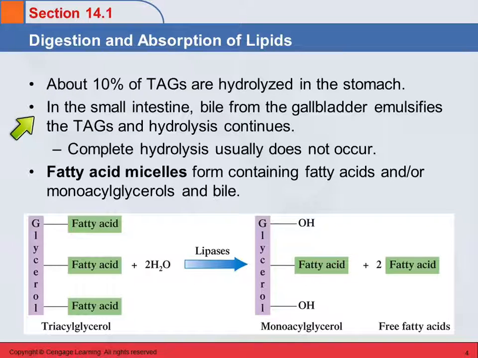In the small intestine, your gallbladder secretes bile. We talked about bile salts. Those help to emulsify those TAGs, and the hydrolysis continues. But the hydrolysis in your small intestine is usually not complete. Usually what happens is you'll cleave off one or two of the fatty acids, so you'll end up with a monoacylglycerol and some free fatty acids. And these will form into fatty acid micelles. The fatty acid micelles are going to have fatty acids, and they'll have some monoacylglycerols and bile from your gallbladder, and they'll form these little micelles.